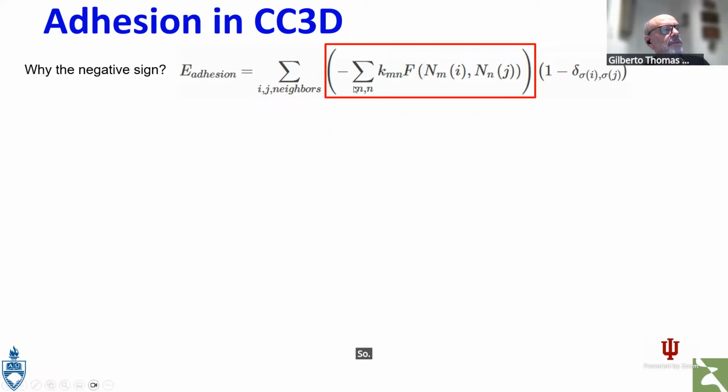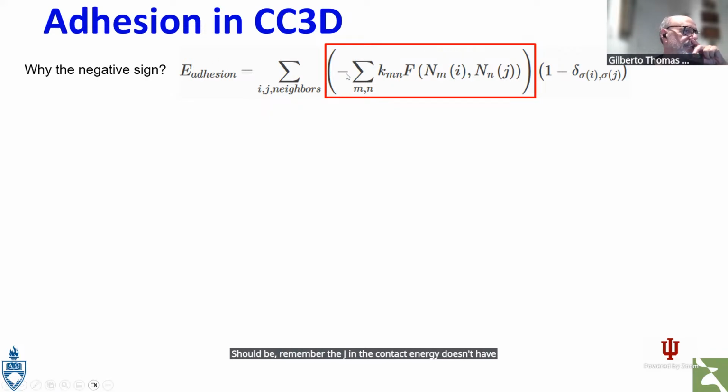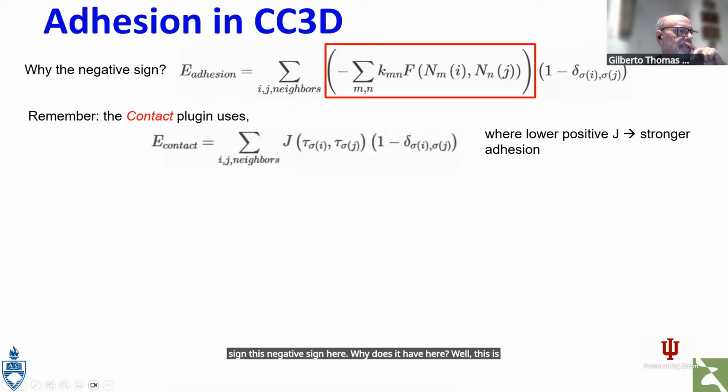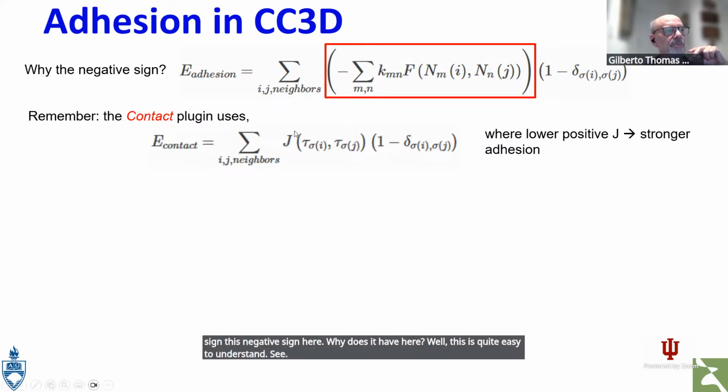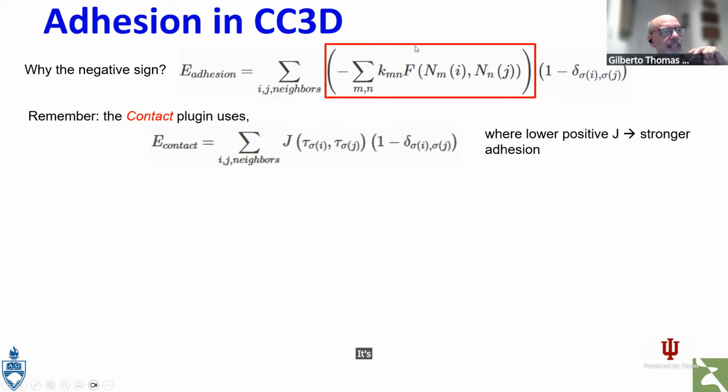So the question should be, remember the J in the contact energy doesn't have this negative sign here. Why does it have it here? Well, this is quite easy to understand. See? Remember, the J is pretty much the same. This red square is the J here. The contact is that. If you want cells to attach more to each other, you make J smaller. The lower positive J means a strong adhesion.